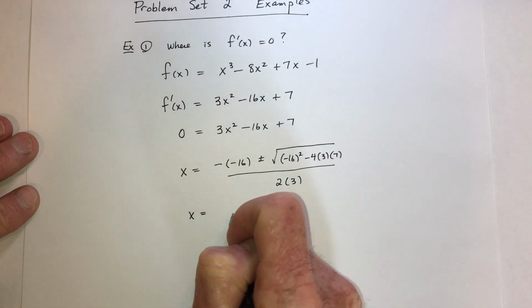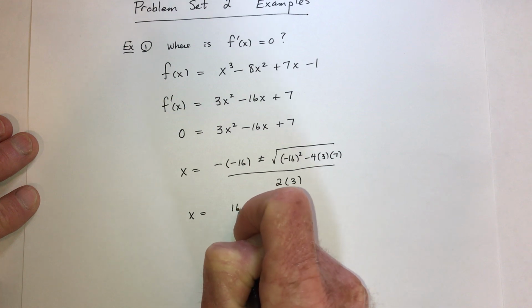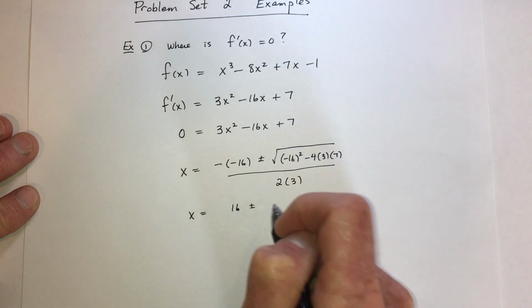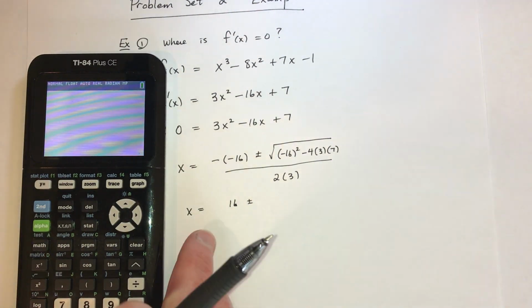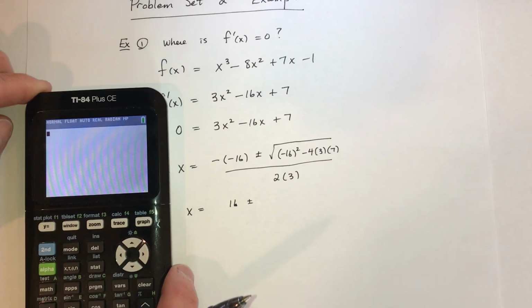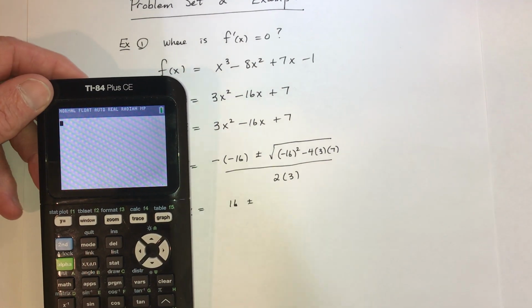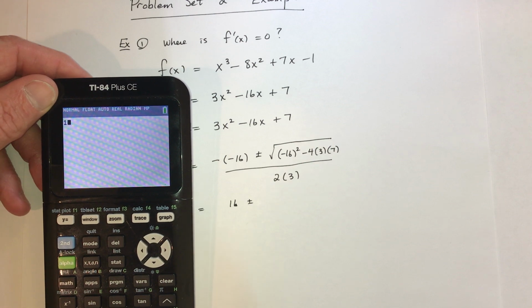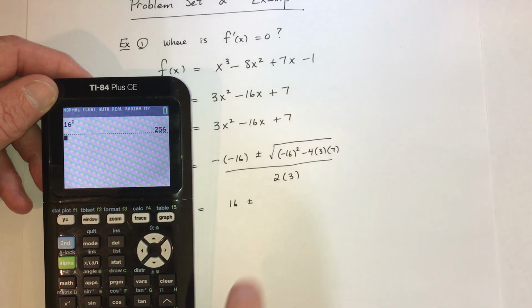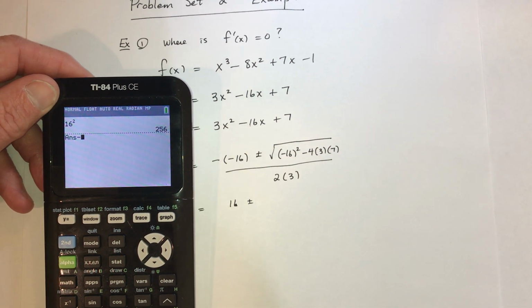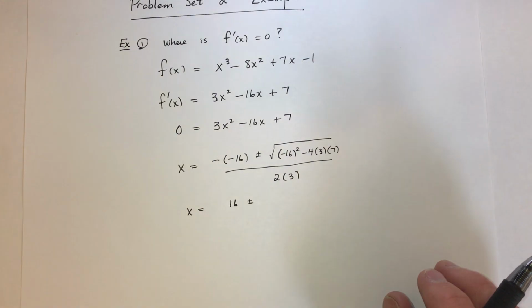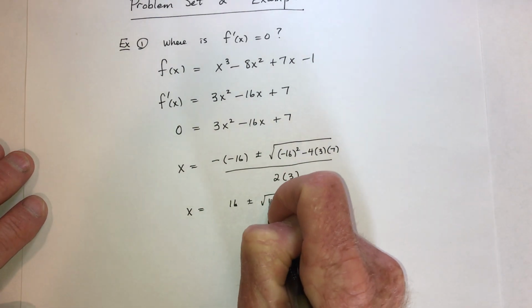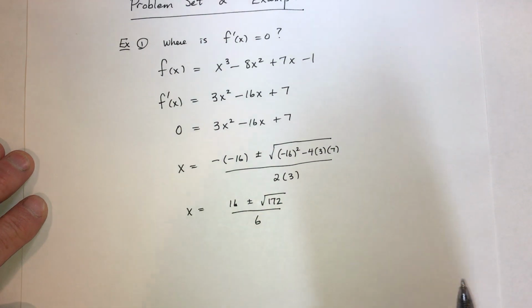So of course I'm going to use a calculator, but I want to simplify it a little bit first. So this is going to be a positive 16 plus or minus, what is that, 256? Oh, it's got that weird glare on it. Let me hold it like this. It's still not great, but 16 squared. So the negative gets squared, so it turns into a positive 256. And then minus 4 times 3 times 7. So we've got the square root of 172. And it's divided by 6.